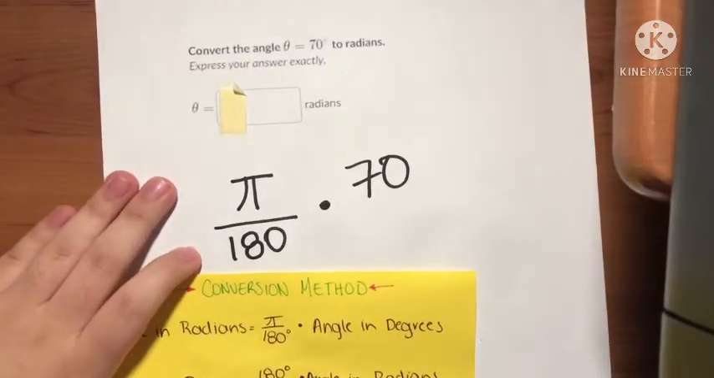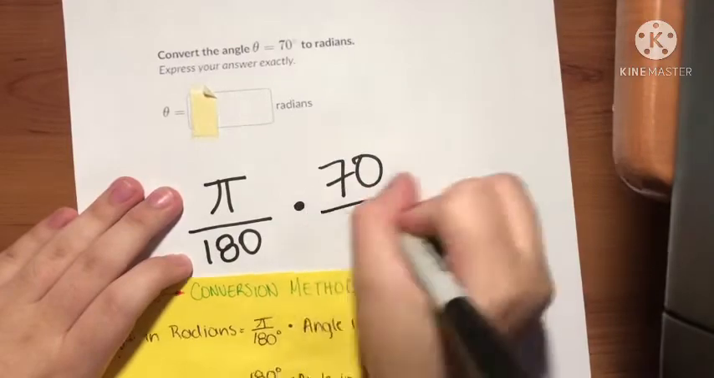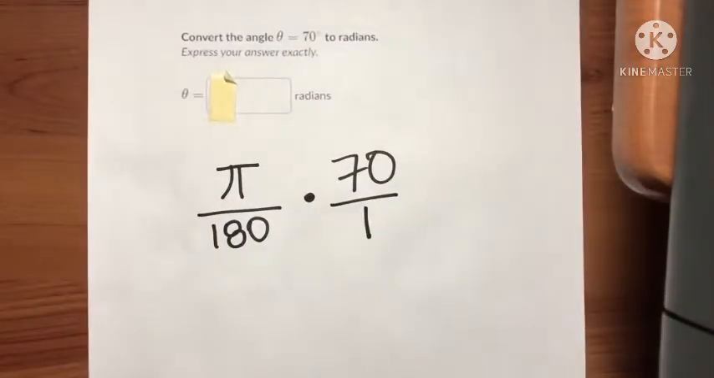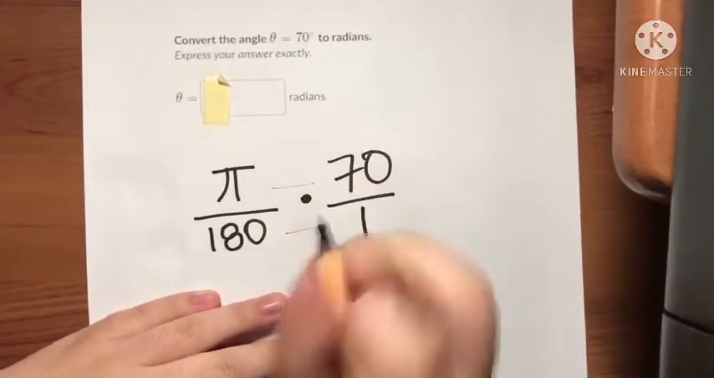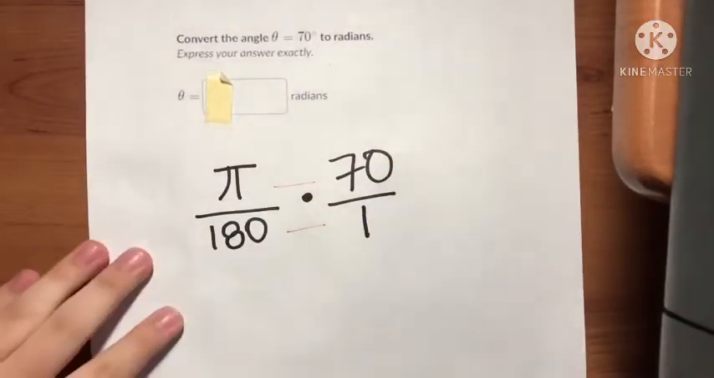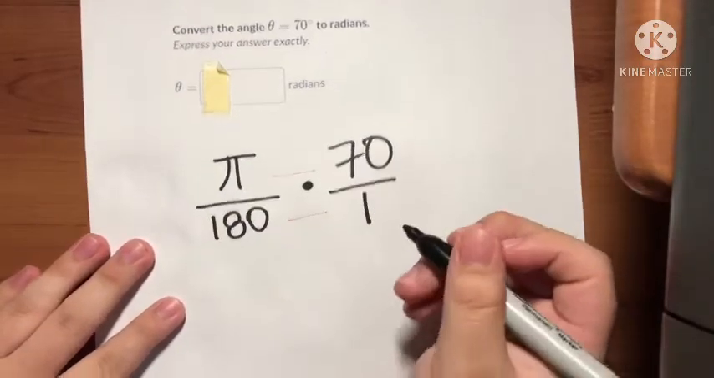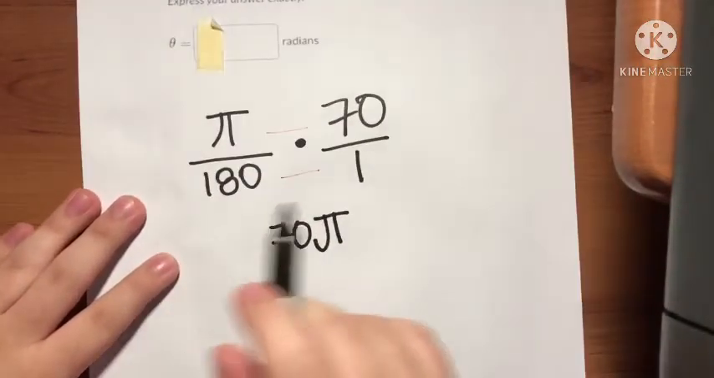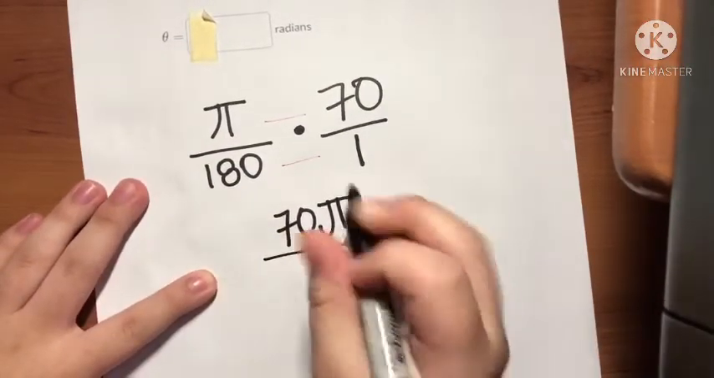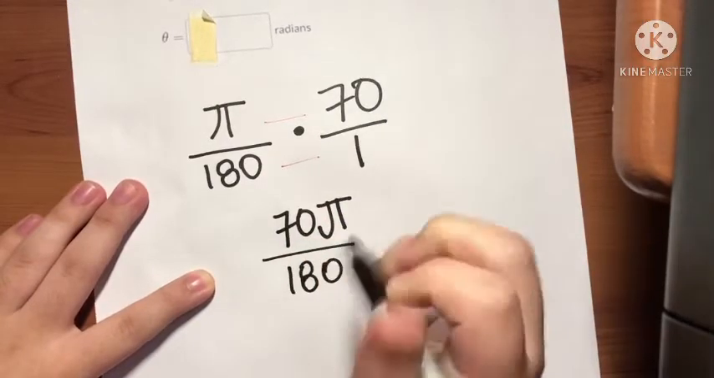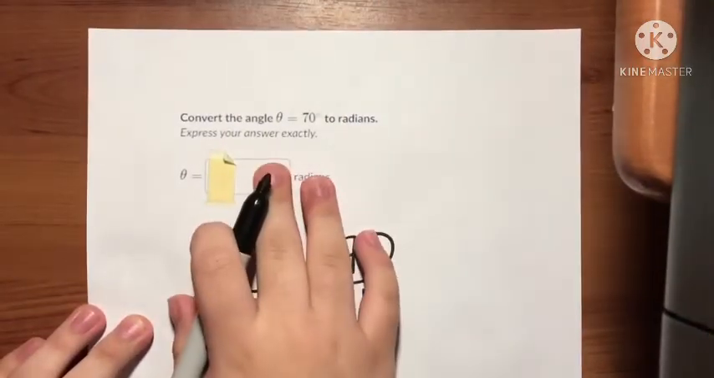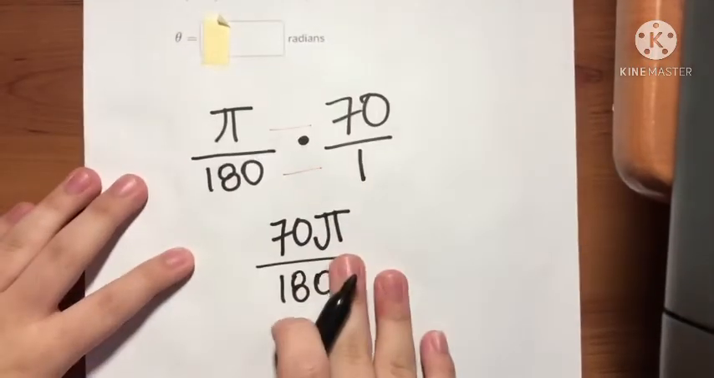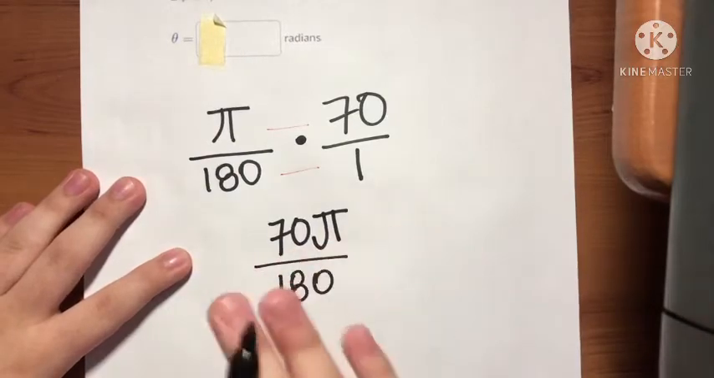In order for it to be easier when multiplying, we can add a 1 below the 70. Now we have to remember that when we multiply, we do it this way, right? So pi times 70 is 70 pi. 180 times 1 is 180. If we read back the problem, it says express your answer exactly, which means that our answer is going to include pi. There's not going to be any decimals.